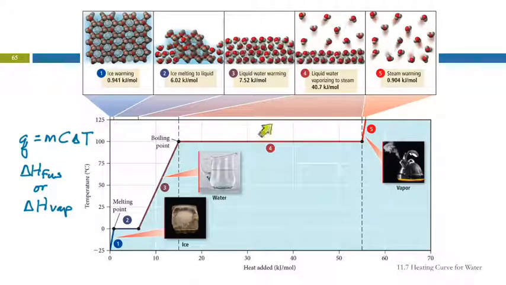So this is showing us sort of a picture of what's going on. We've got the ice warming. When you do the calculation, which we're going to do on the next slide, this would be 0.941 kilojoules for 1 mole. The ice melting would be 6.02 kilojoules. The liquid water warming up, 7.52 kilojoules. The liquid water vaporizing, 40.7. And then the steam warming, 0.904. To find the amount of energy needed to go from the very beginning to the end, you would just add them all together. So any questions about the big idea?